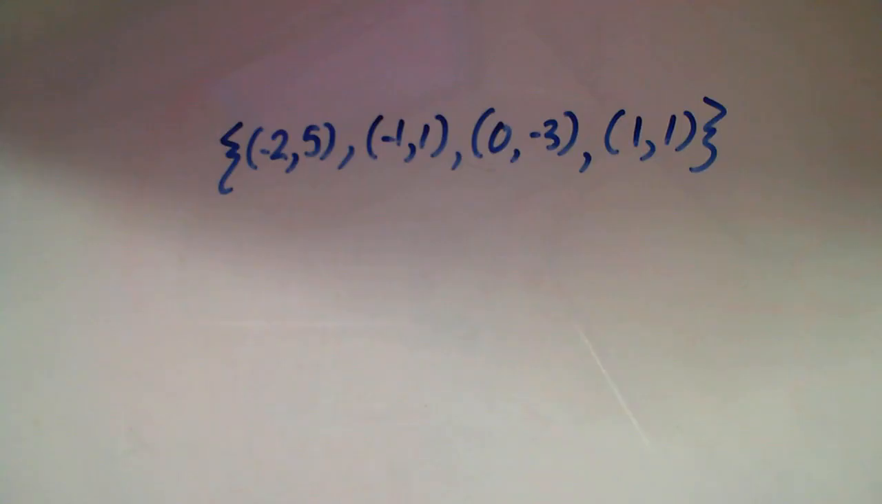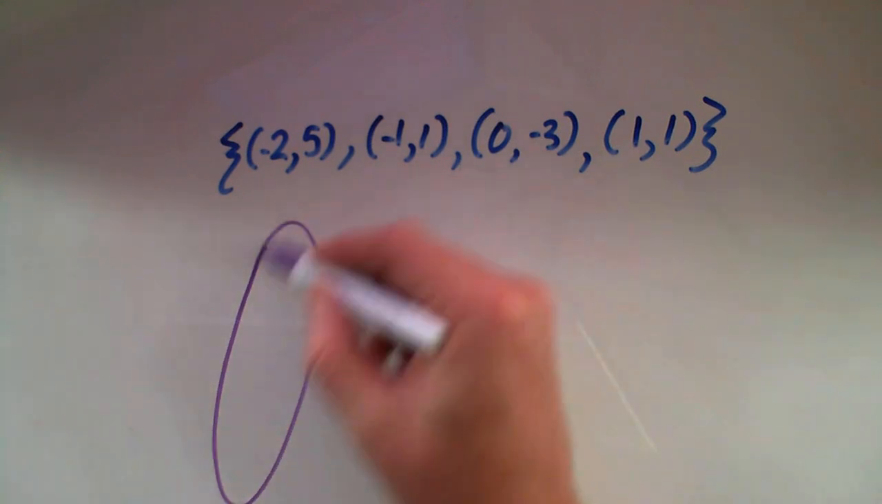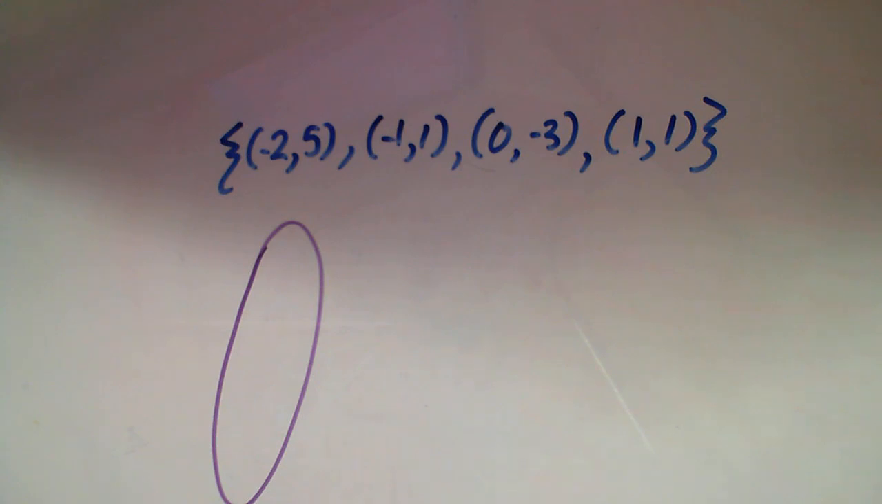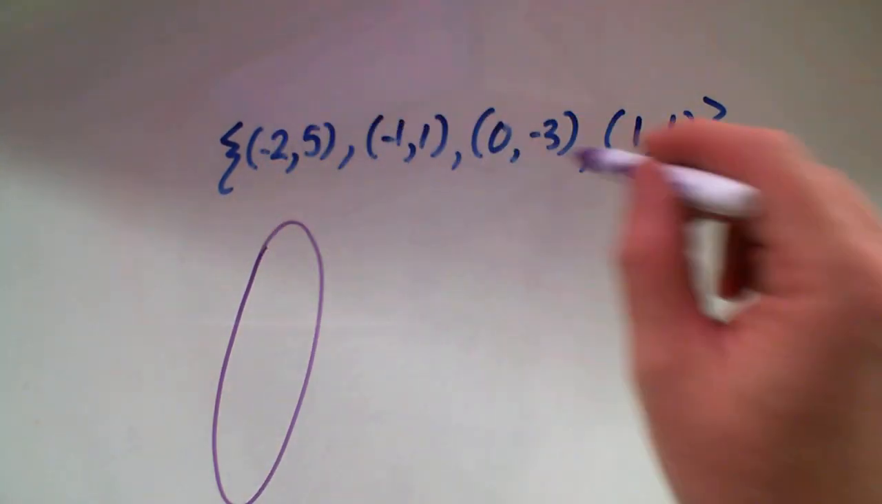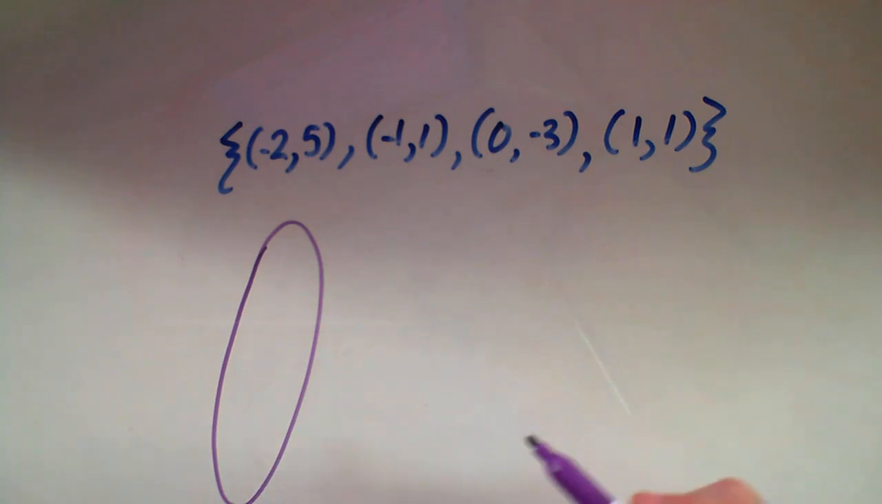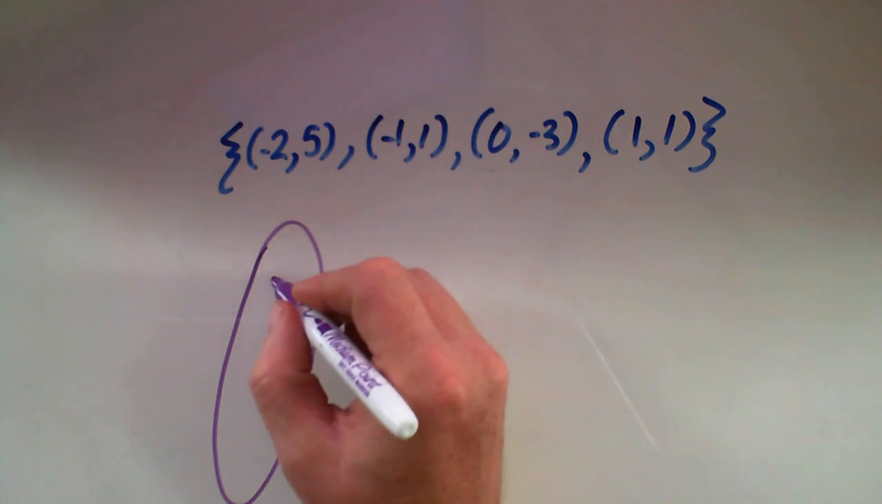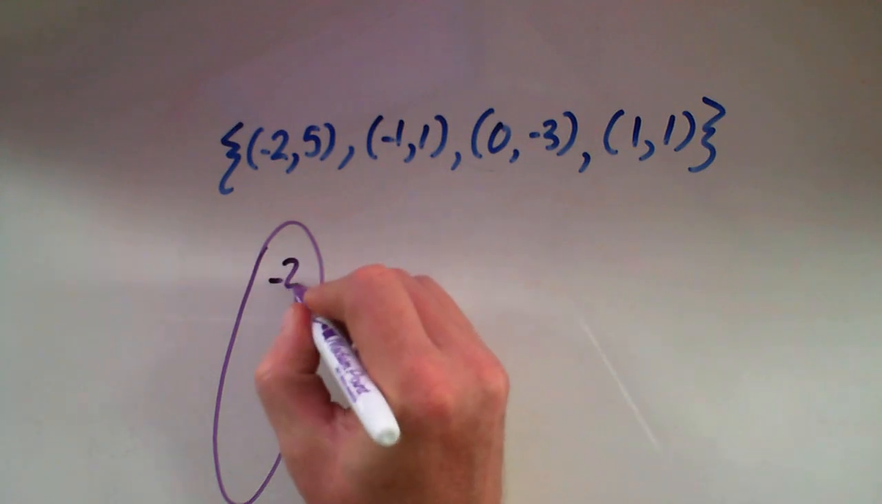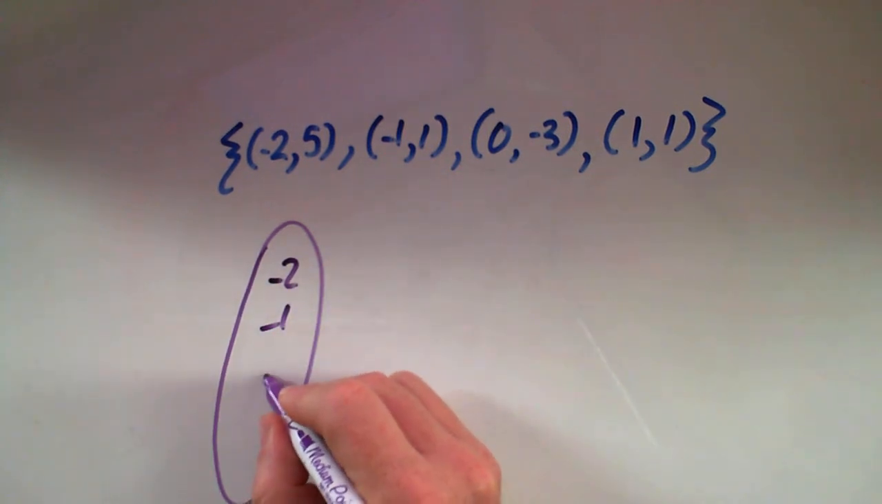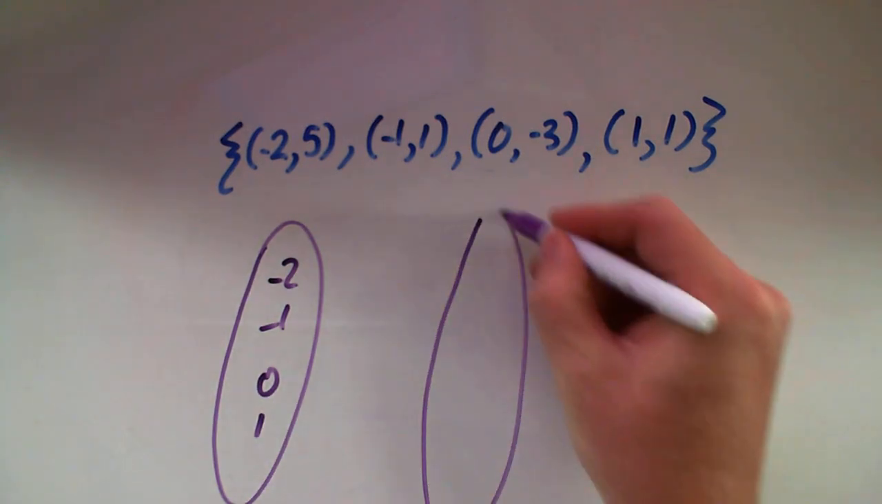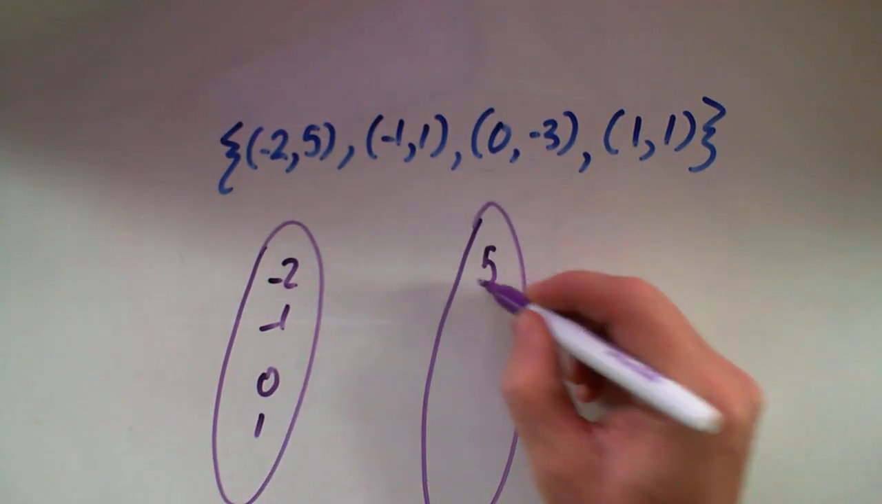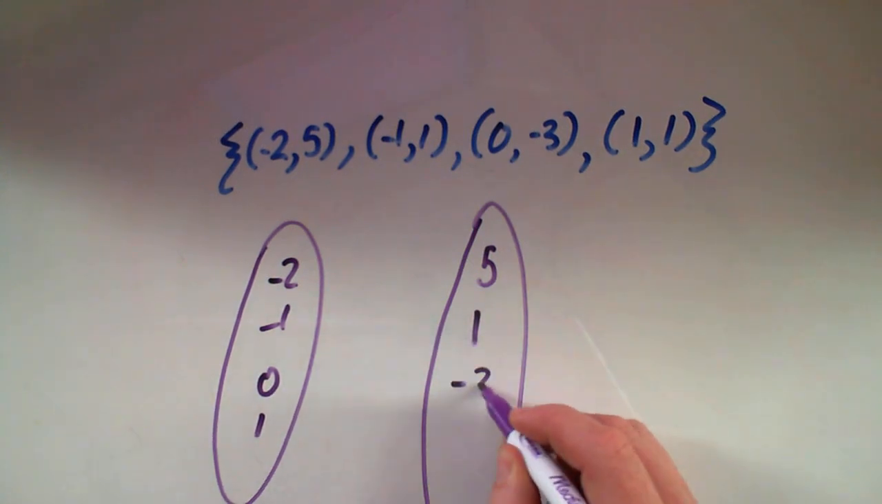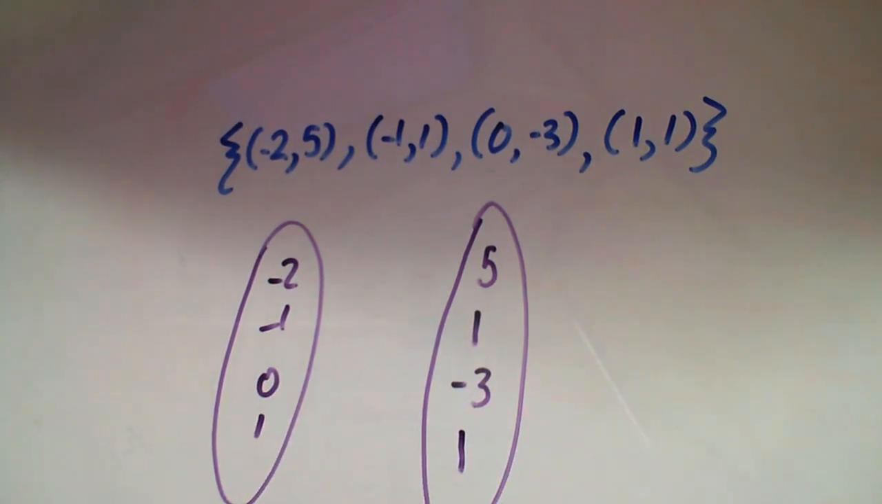We have another set of ordered pairs. So here we will individually list each element of my input set, and like I said, that is called the domain, which we will be talking about officially in just a second. But that's going to be negative 2, negative 1, 0, and 1. And then my output values, which we will know in a minute is called the range of values. That's going to be 5, 1, negative 3, 1.